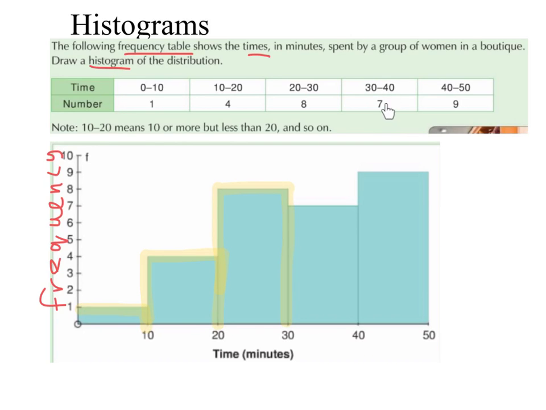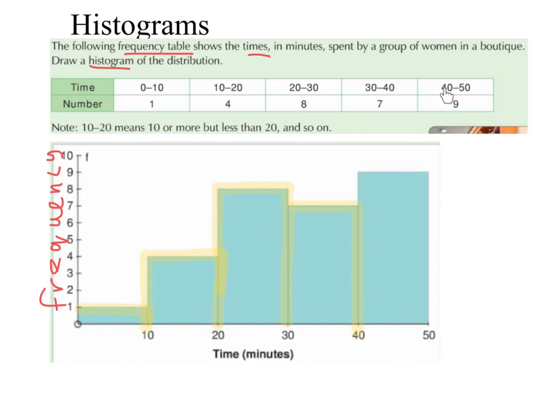Then from 30 to 40, we're going up as far as 7. So at 30, we're going to draw a line straight up until we are level with 7 on our y-axis, or our frequency axis. And then we draw a line straight across until we're level with 40 on our x-axis, and we draw a line straight down.